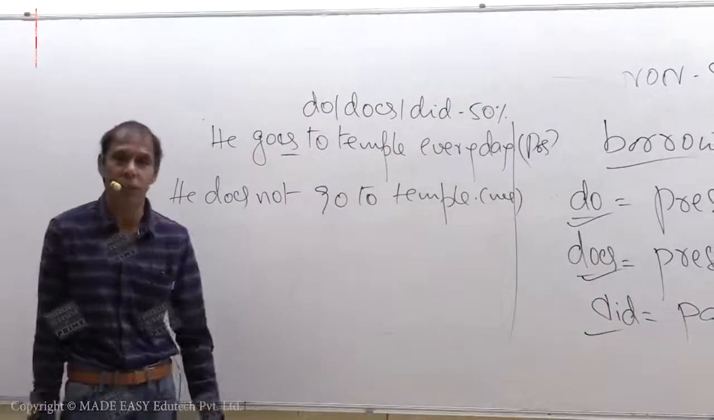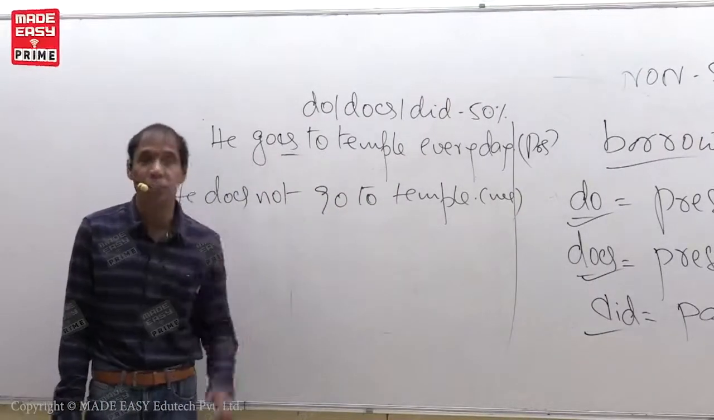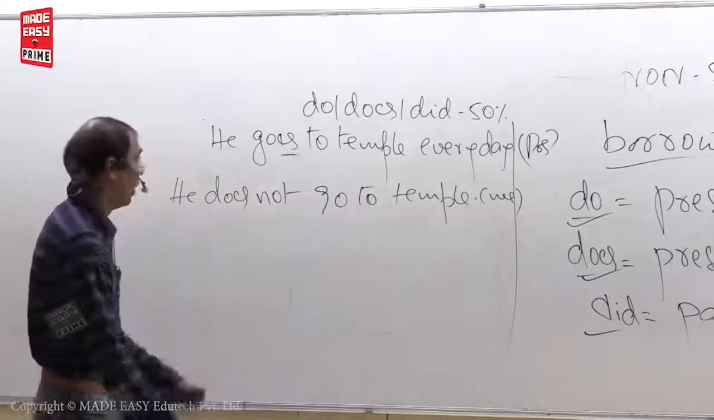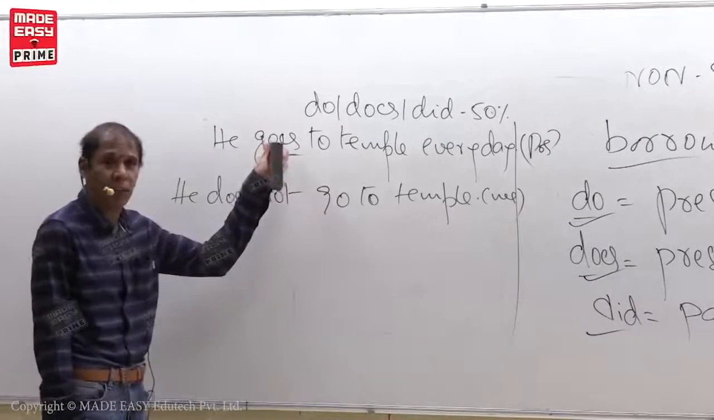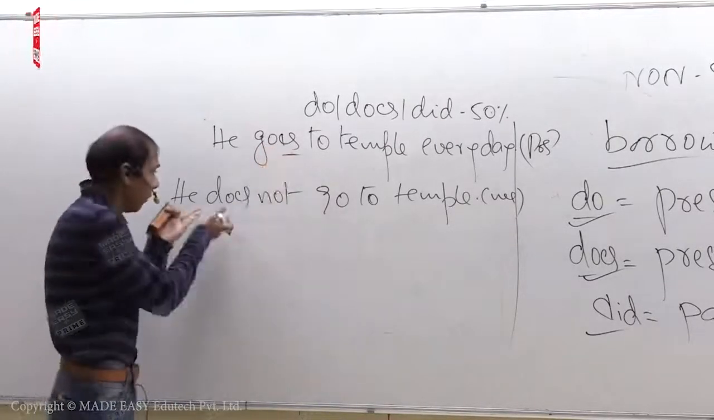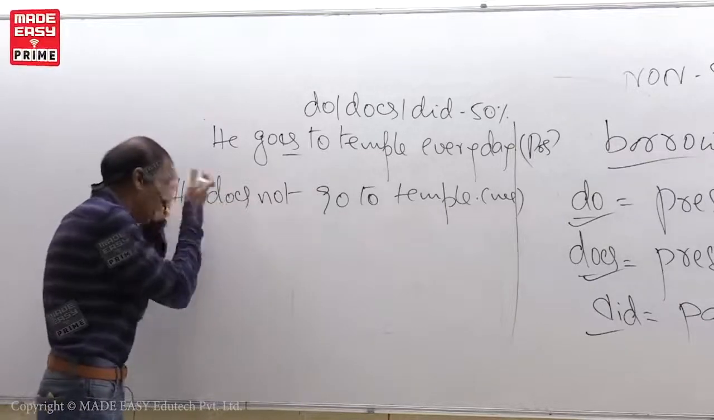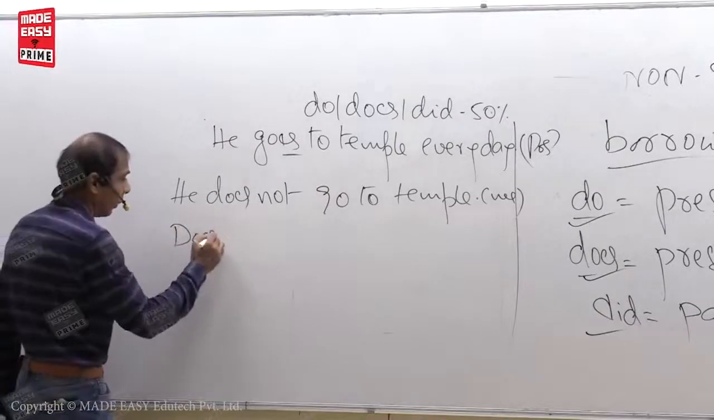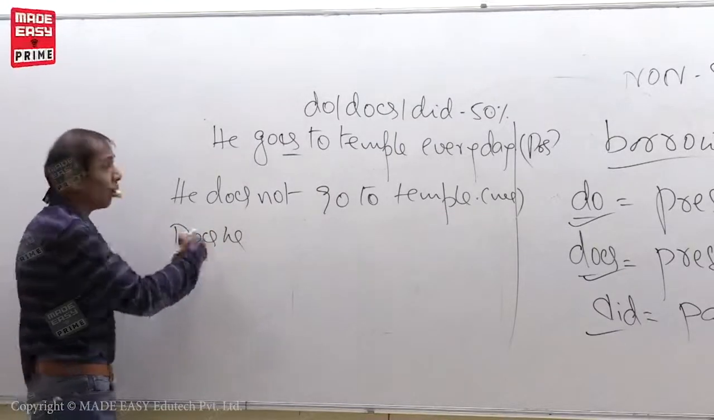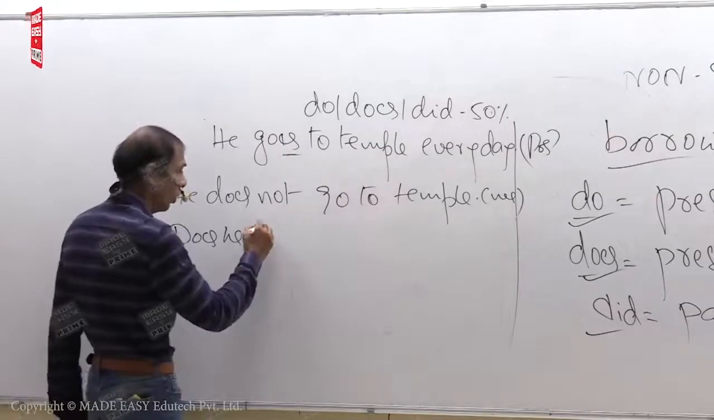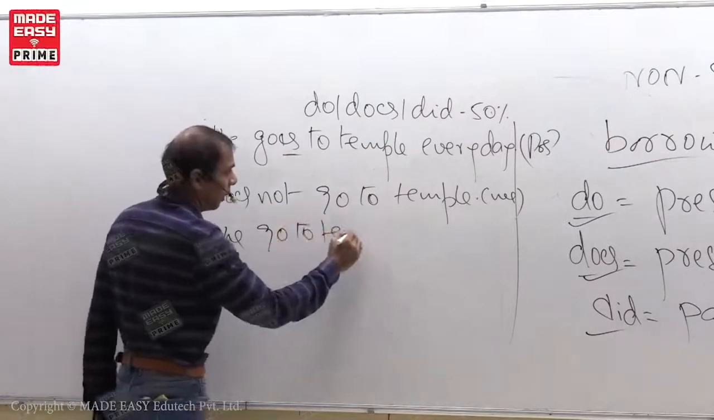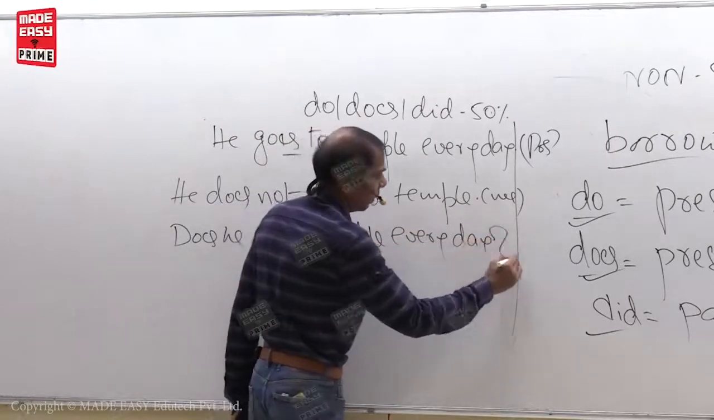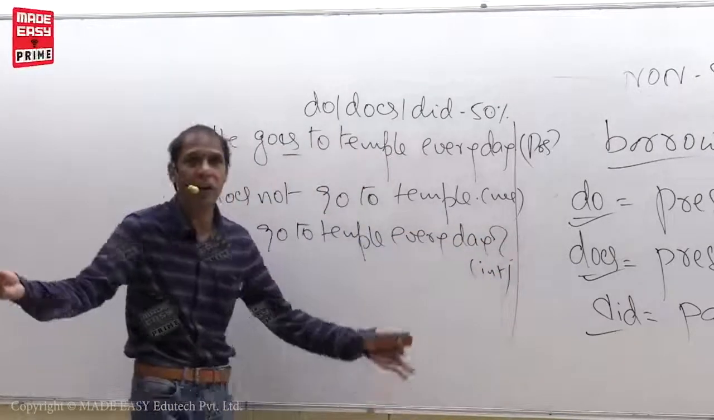Next, now we want interrogative. If you want to make an interrogative sentence, what is the rule? Put the special verb at the beginning of the sentence. Already we have decided there is no special verb here, so we have borrowed does. The same does we have to borrow in interrogative. Does he? Whatever you borrow, put the root verb. What is the root verb of goes? Go. Does he go to temple every day? That's all. See? Very easy.